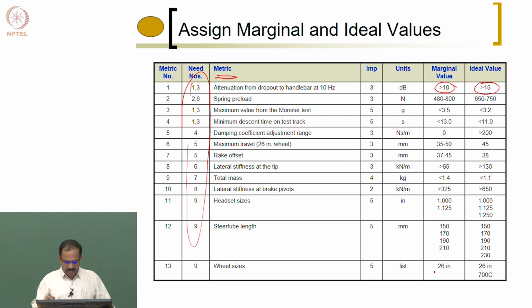Similarly, for everything you can see, for wheel sizes, 26 inch is the ideal value set, and here you can see the total mass should be less than 1.4, preferably less than 1.1. So 1.1 was the lowest used by the competitors, but if you are not able to get it, at least make sure that it is less than 1.4.